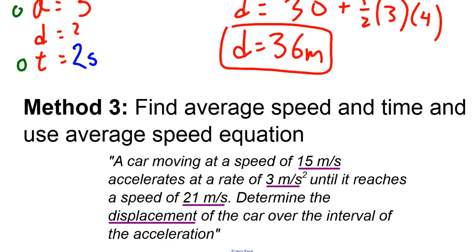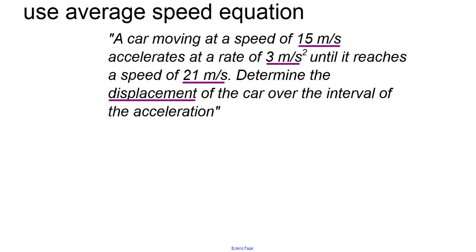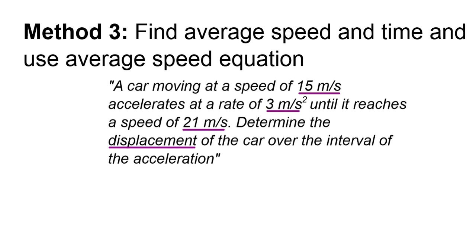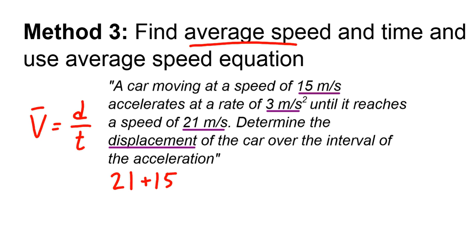I'm now going to show you the final way, which we haven't talked about too much in class, but is equally useful as well. And that is, I can find the average speed of the car during the acceleration portion, and then use the average speed equation. The average speed equation is v bar, average speed, equals displacement or distance over time. So if the final speed was 21 and the initial speed was 15, the average speed is simply the average of those two numbers, 21 plus 15 over 2, which comes out to be 18 meters per second.